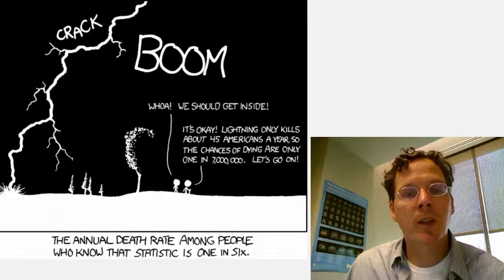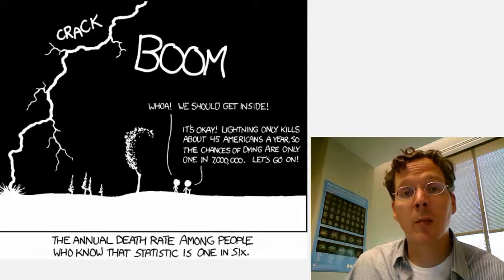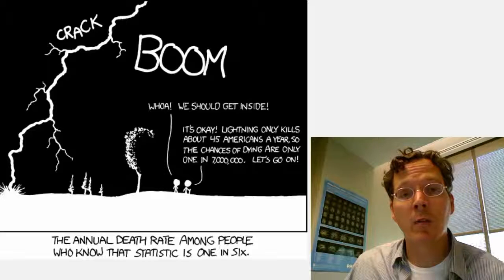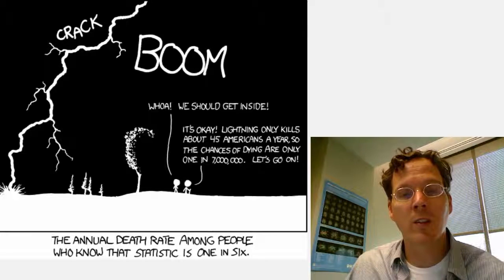So conditioning is wonderfully illustrated by this XKCD comic here. In this case, two people are standing out in a field right near a tree in the middle of a lightning storm, and one of them says we should go inside. The other one says, well, the chance of getting hit by lightning is only about 1 in 7 million, so we're fine. And the tagline is that the death rate among people who know the statistic is 1 in 6.